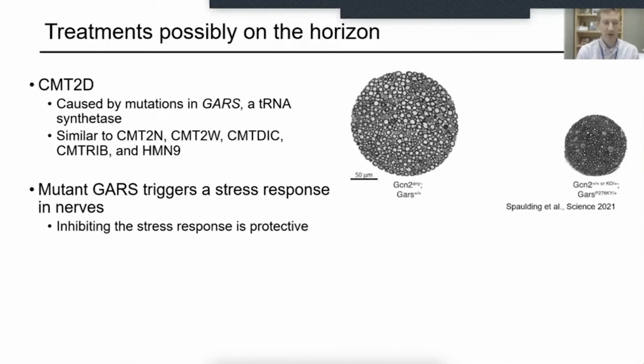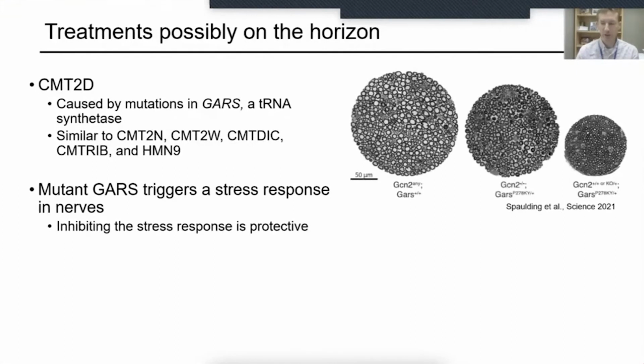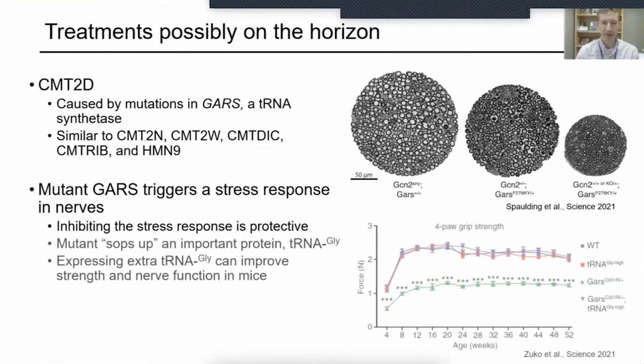And so a couple of recent papers showed that if you put this mutant form of GARS into mice, they get diseased nerves. So this is a normal nerve here on the left and a diseased nerve on the right, so it's much smaller. And there's a sort of stress response that happens. If you inhibit that stress response, you can bring this abnormal nerve closer to the normal nerve.